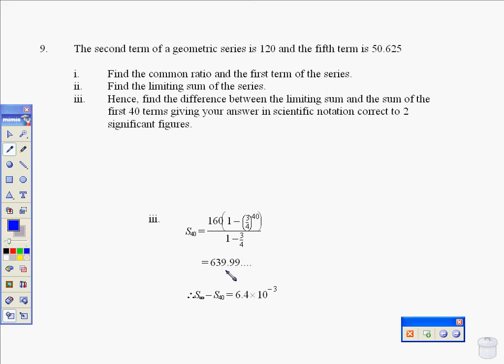That's really close to 640. So we're dealing with scientific notation to solve this. That's the only way we're going to be able to express our difference, using scientific notation, because our terms are just getting so close to 640.